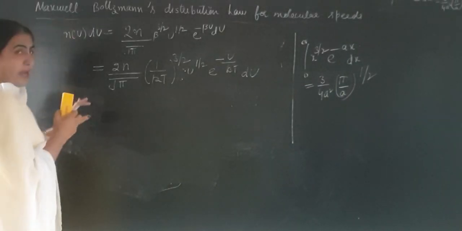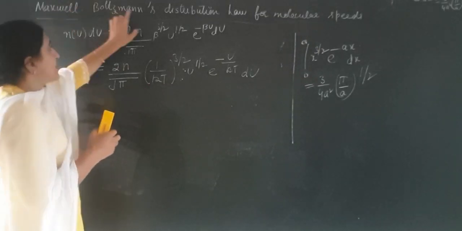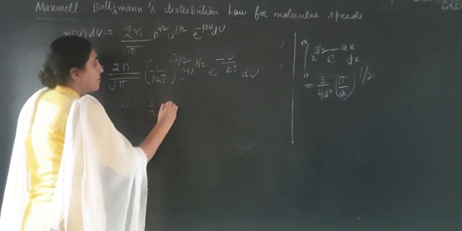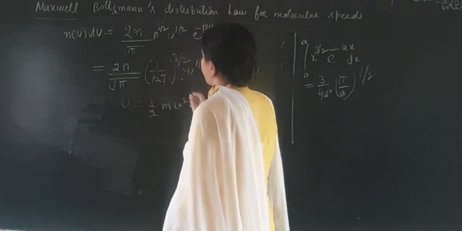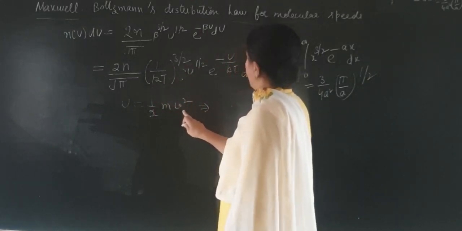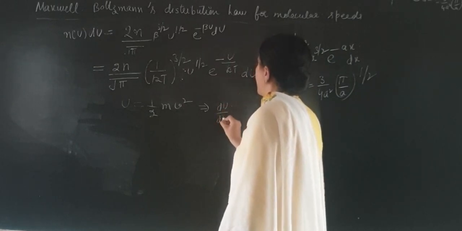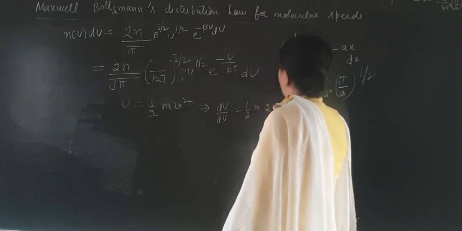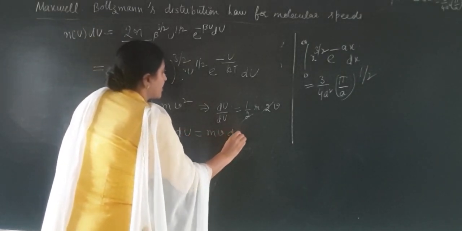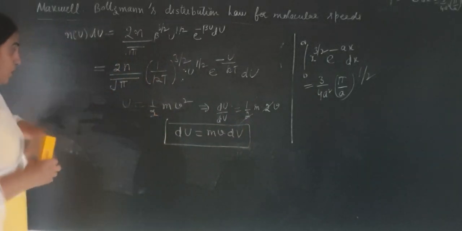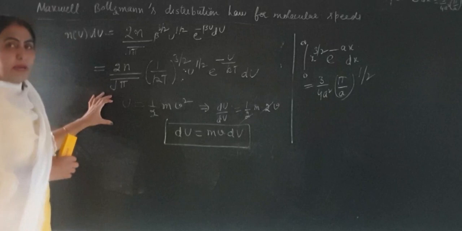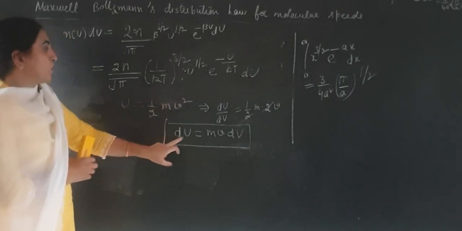Now if you convert into speeds, because we have to find out the Maxwell distribution law for molecular speeds. For molecular speeds we have u, kinetic energy, that is equal to half mv square. So where there is a u, you can put half mv square, and we want du, so du upon dv is equal to half m into 2v. 2 goes with 2. So du is equal to mv dv. When we differentiate half mv square with respect to v, we get half m 2v, so du is equal to mv dv.